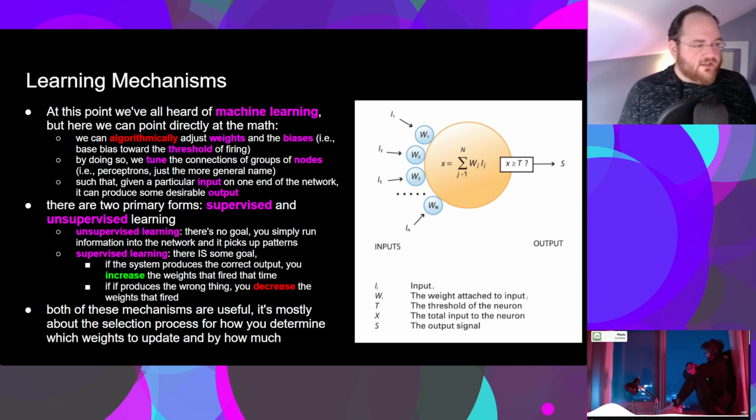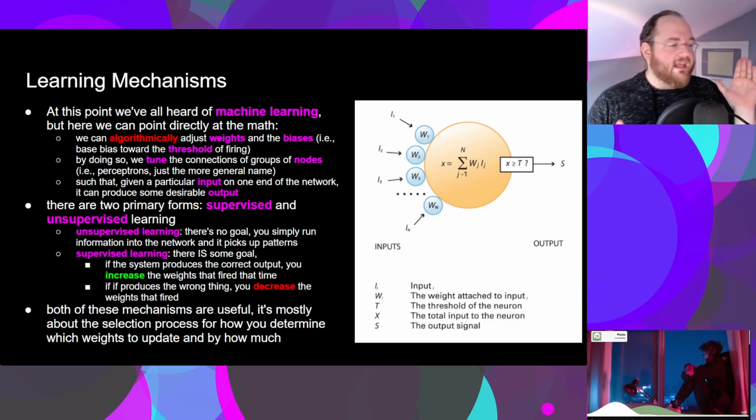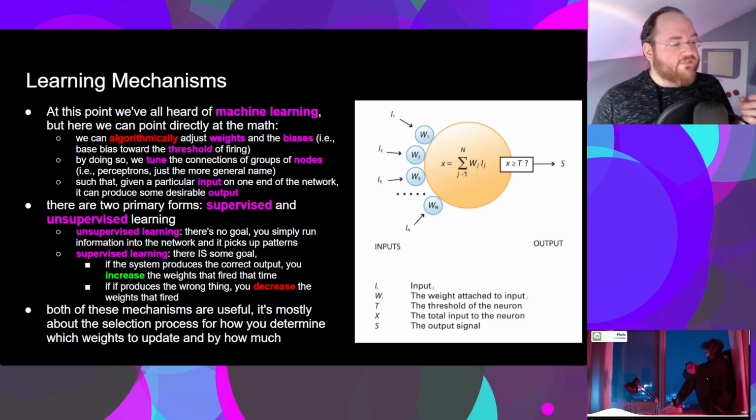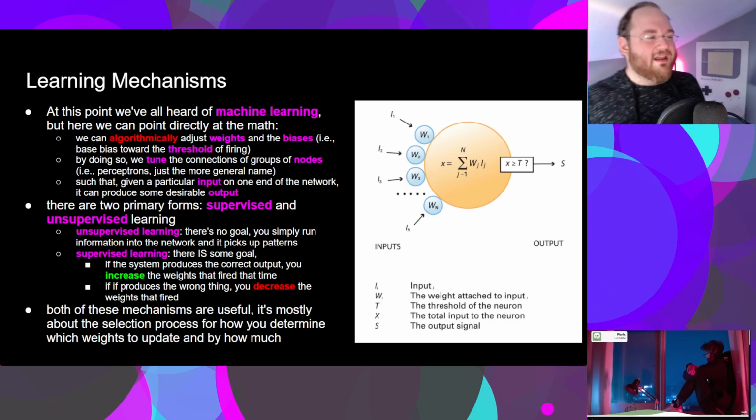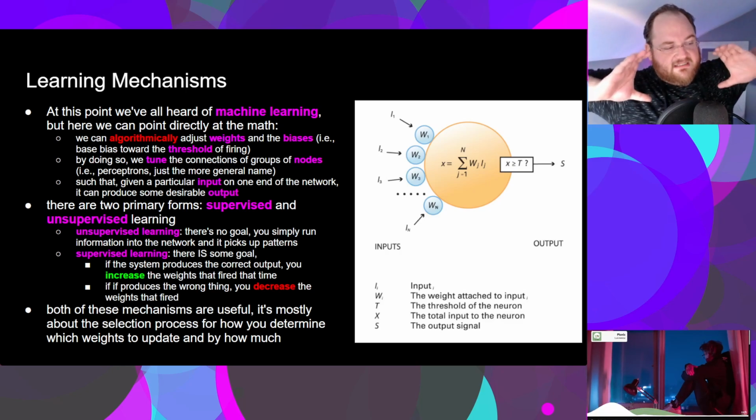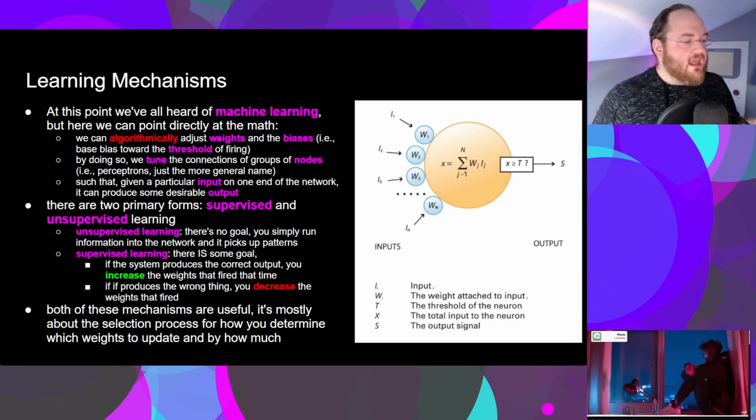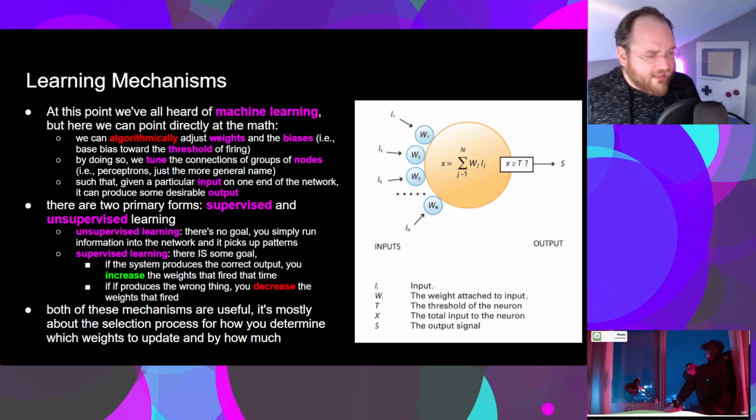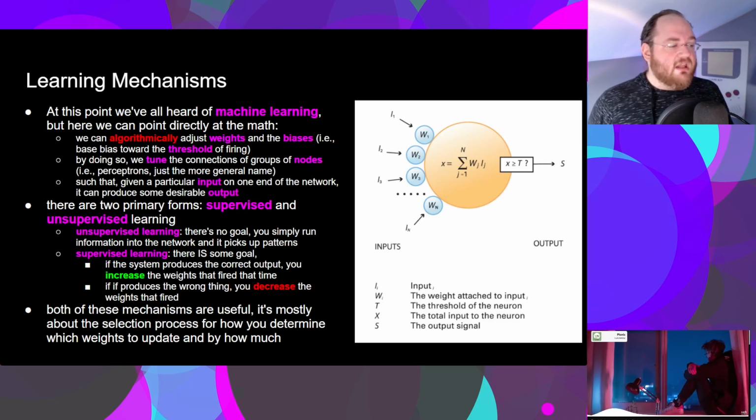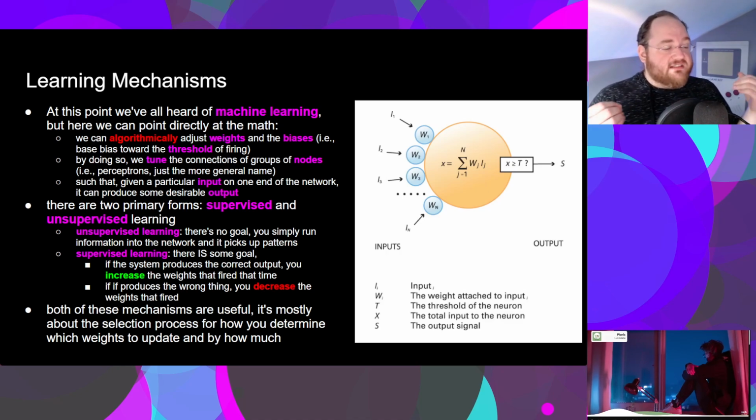Then there's supervised learning, which is there is some goal, and if the system produces the correct output during this training, you increase the weights that fired. If the system produces the wrong thing, you decrease the weights that fired. You say, you have done wrong, I will punish. Don't worry, they don't feel anything, they're nodes. But you have this unsupervised and supervised learning. Both are super useful, and they're used in different ways, and what it comes down to is the selection process of how you determine which weights to update and by how much.